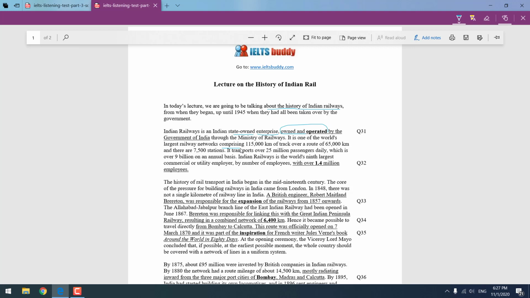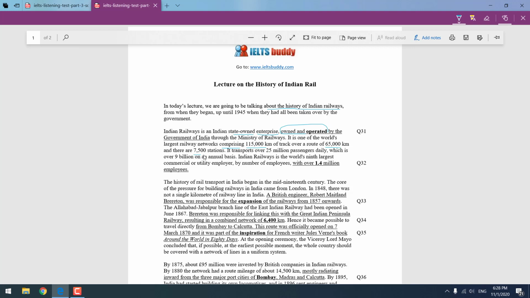And over a route of, again, a number. Numbers are important, and as I said before, there may be questions from them. It transports over 25 million passengers daily. That's an adverb, which is over 9 billion on an annual basis, on a daily basis, on a monthly basis, and on a weekly basis. You can use this on a something basis for whatever purpose that you have.